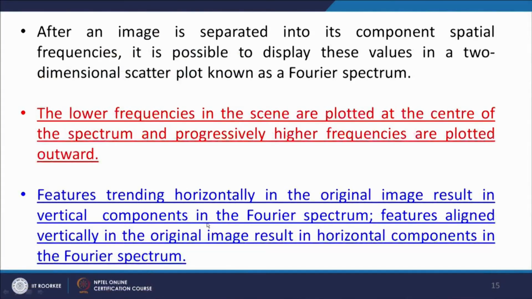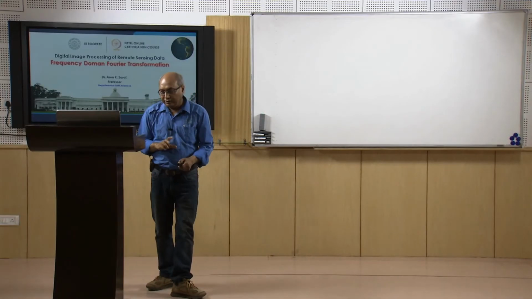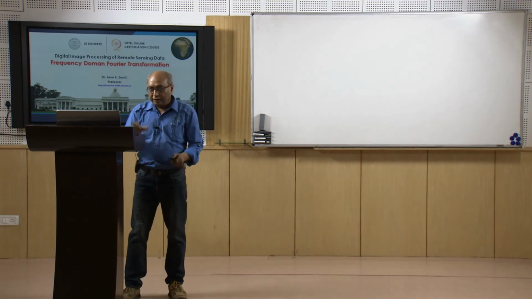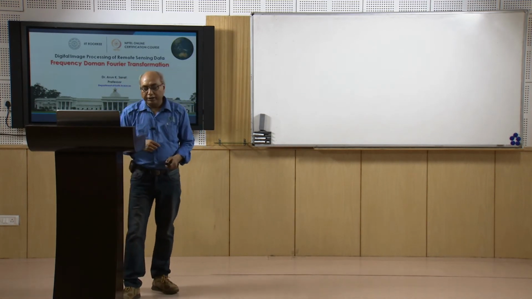There is a rotation of the components or axis here. Features that are originally horizontal will appear in this Fourier spectrum along the vertical component, and vice versa is also true: features aligned vertically in the original image result in horizontal components in the Fourier spectrum. So there is a rotation by 90 degrees. One has to remember this while interpreting the Fourier spectrum.